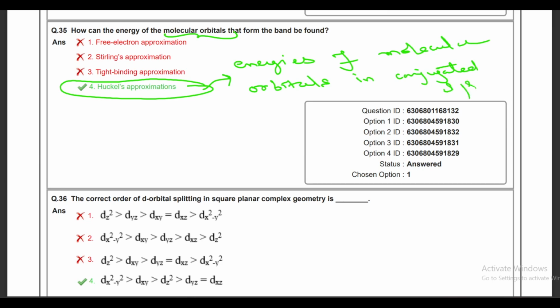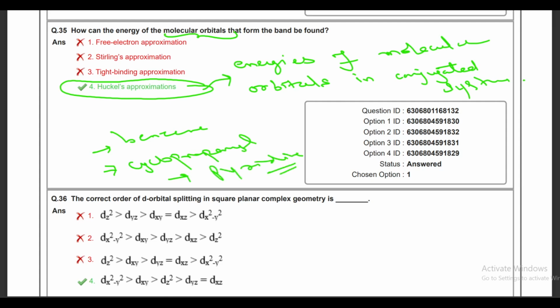In conjugated systems. Which conjugated systems? For example, benzene, the cyclopropenyl system, pyridine, these types of conjugated systems. Clear? In that case, to get information about energies of molecular orbitals in conjugated systems, Huckel approximation is used. So the fourth option is the correct answer.